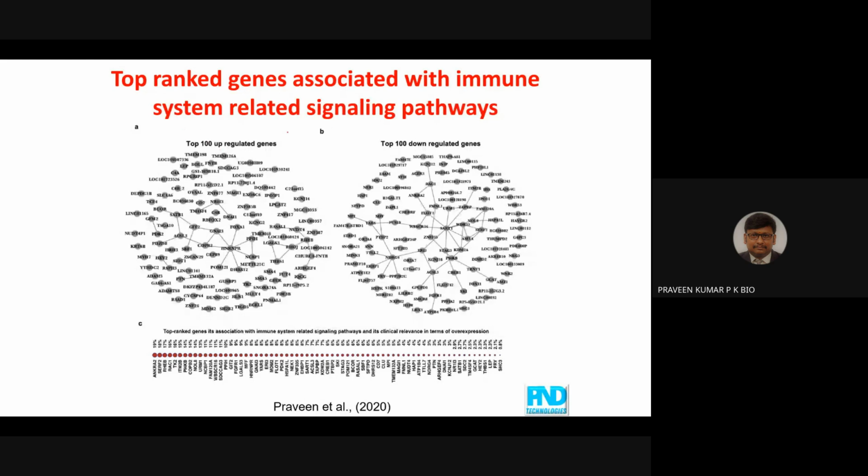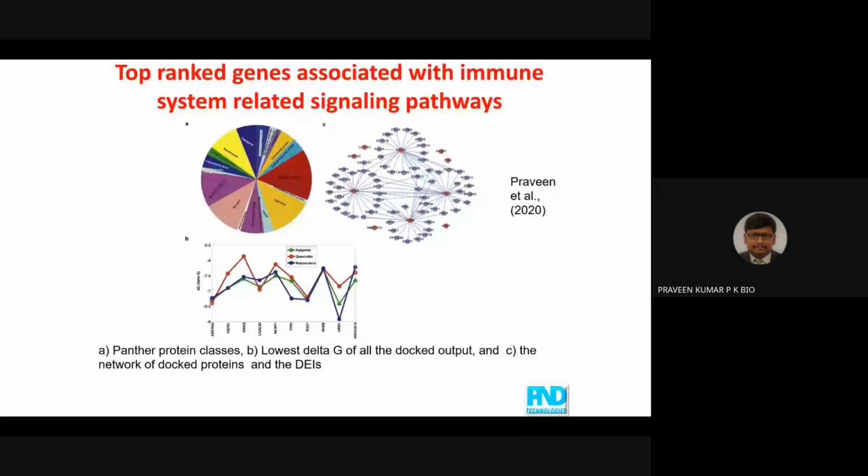So before getting the top 50, I took the top 100 up and top 100 down. Then I screened up to the top 50 upregulated and top 50 downregulated. Finally, I took the top 10 important genes out of those 100, that is 50 upregulated and 50 downregulated. These top 10 genes are responsible for ovarian cancer, which is observed in most of the patients in US hospitals.